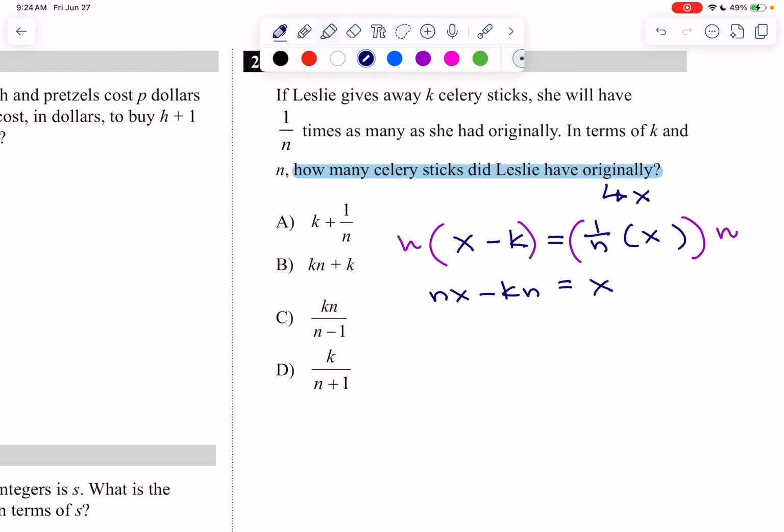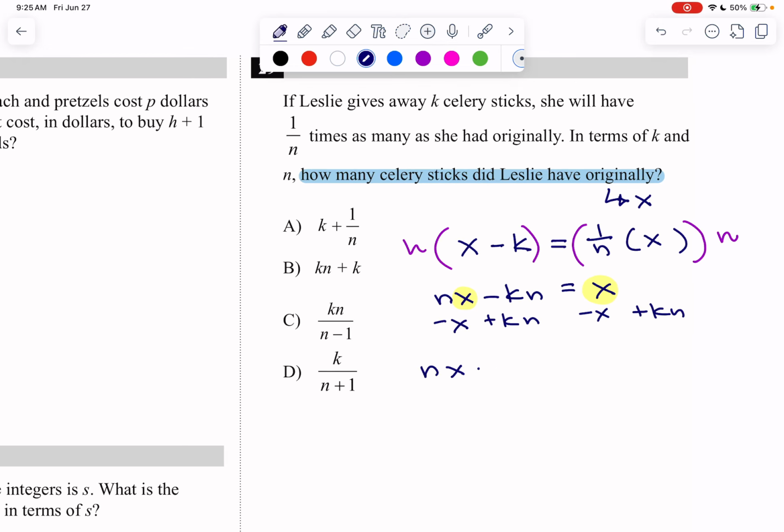Now, if I'm going to try to solve for x, you might notice that x is in multiple terms here. If I'm going to isolate x, and please pay attention to this very cool dance move, you will want to use it on the test. I'm going to isolate all the terms that have the variable I'm looking for on one side and get everything else on the other side. So I'm going to subtract x from both sides, and I'm going to add kn, which doesn't have the x, to the other side. Now when I simplify it, I get nx minus x equals kn.